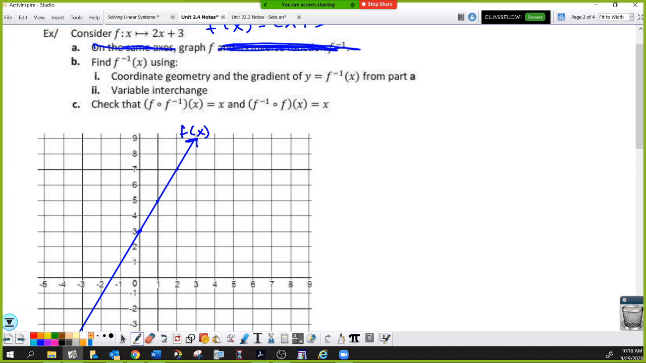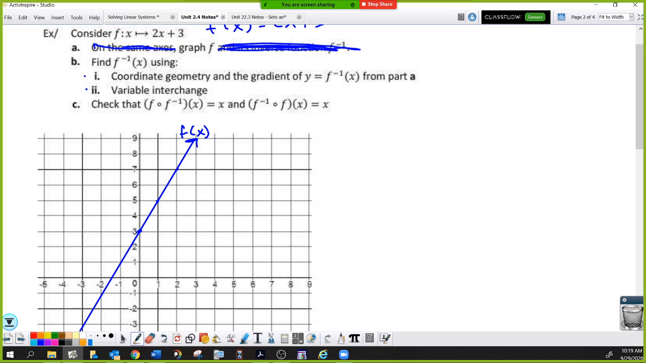And then what we'll do down here is we will graph f inverse. Or you know what? No, we won't. I don't even know. This question's all kinds of borked. But here's what we're going to do. We're going to find f inverse using variable interchange first. I want to switch x and y, and then we'll solve for y. And then we're going to graph it using coordinate geometry, so that way you can see that it's pretty easy to do.